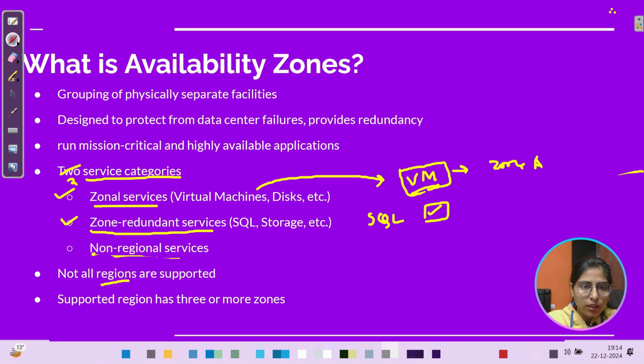Now, not all regions are supported with zones. You can think of a region as a kind of group of zones. In some regions there is no option to select particular zones, but if there is an option to select zones, there would be a minimum of 3 or more zones.